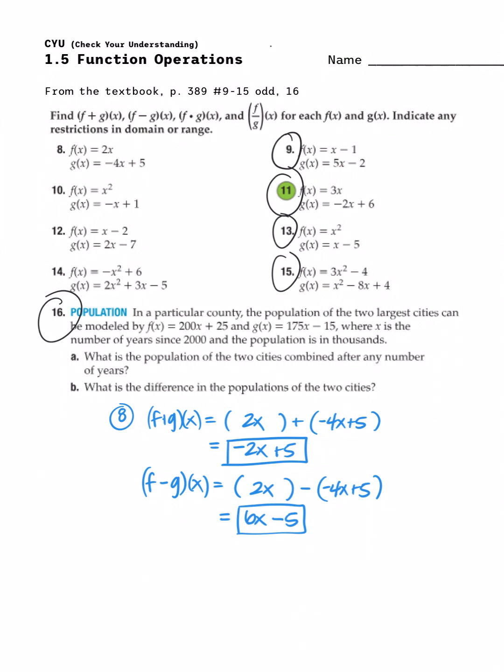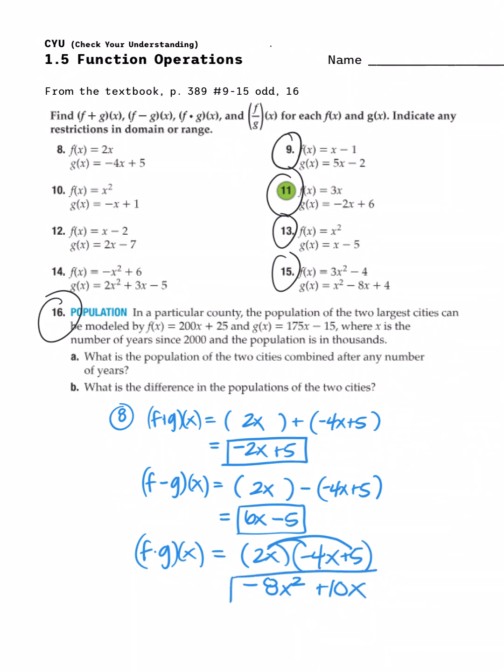So now I've got my multiplication, f times g. F was 2x, g was negative 4x plus 5. To simplify this one, we need to distribute. We need to take that 2x and multiply to both the negative 4x and the plus 5. There we go. So I'm going to get negative 8x squared and plus 10x. There's no like terms to combine on that one, so that's it.